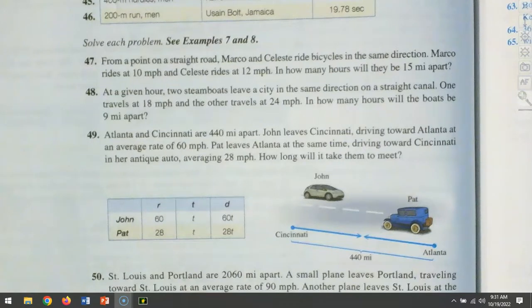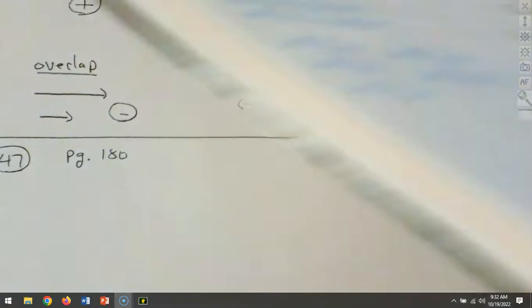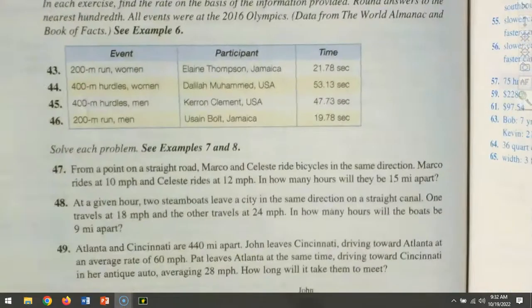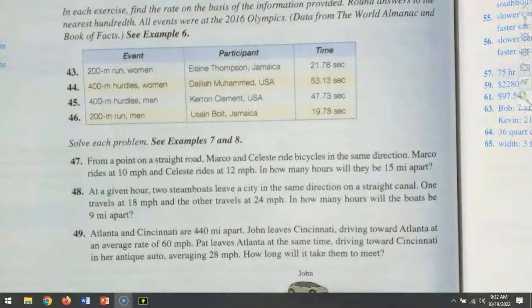Now, rate times time gives us the distance. That's like your interest: multiply them together, you get the distance. So it's very similar to the interest and the pure. So we're going to look at question 47. Go ahead and put this up here, and we'll talk through it. We are going to have to draw a diagram to see what we've got.